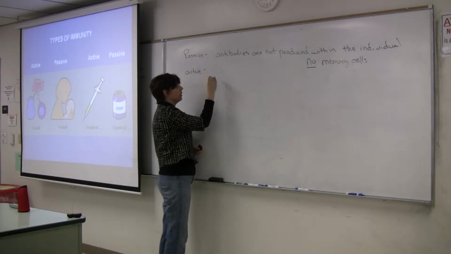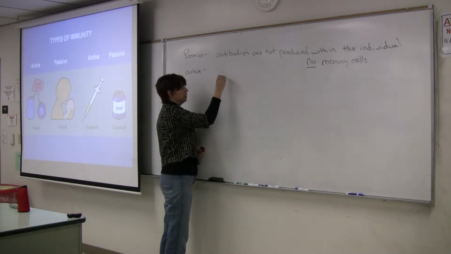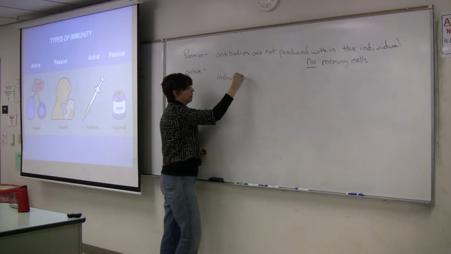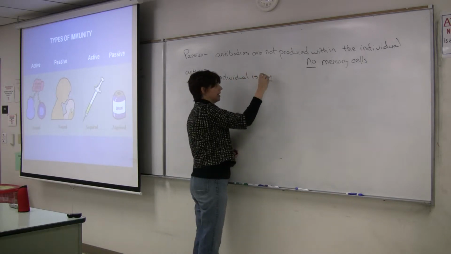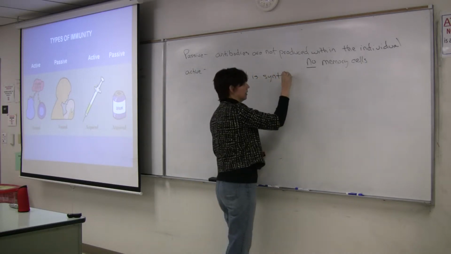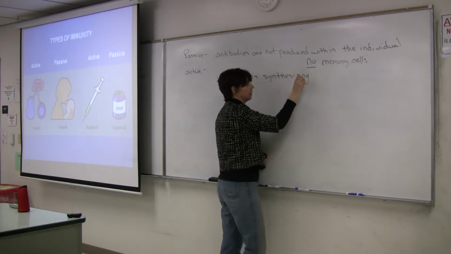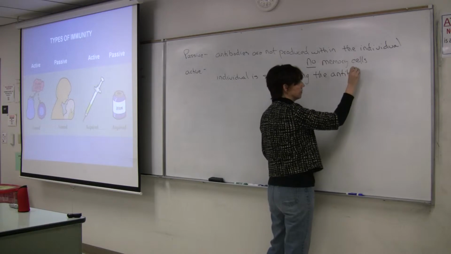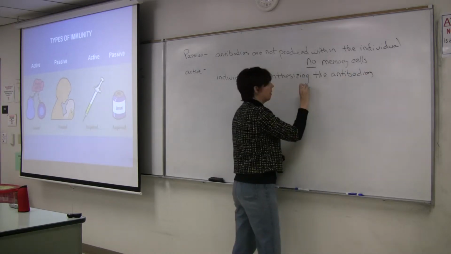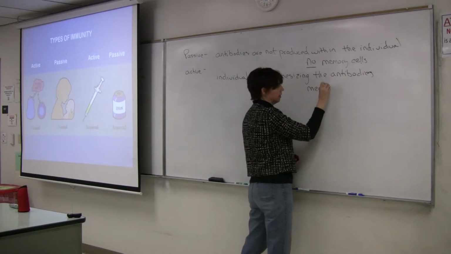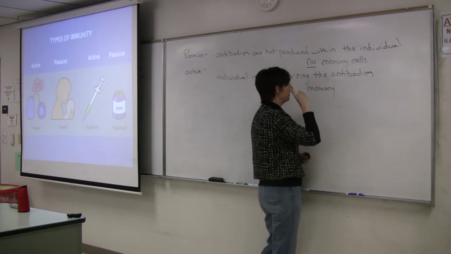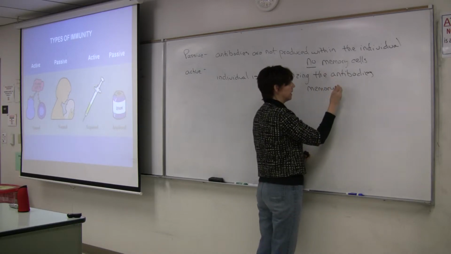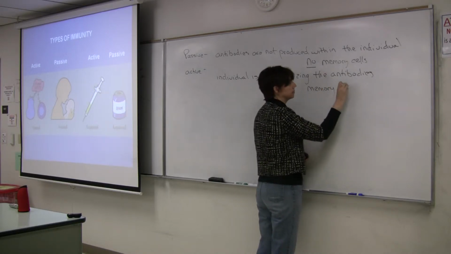In the case of active, the individual is actually synthesizing the antibodies. Memory cells are present. So on a second or third or fourth exposure, they're going to be able to continue making antibodies.